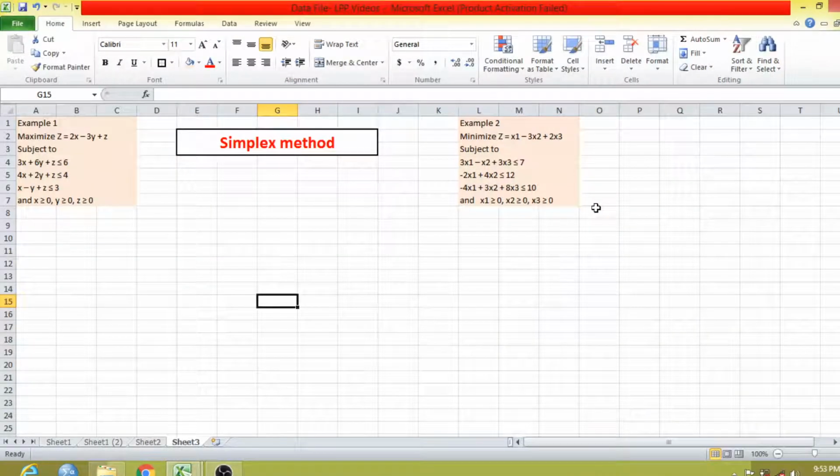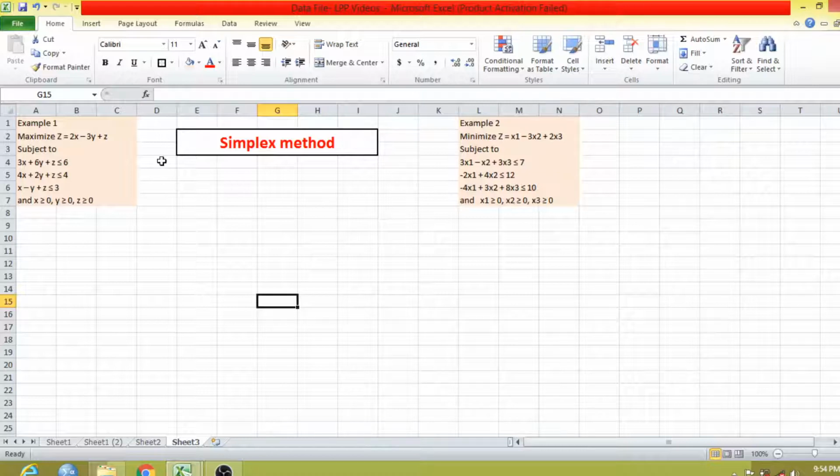Hello everyone. In this video we will discuss how to solve linear programming problems with the help of Data Solver as a simplex method. We all know that in the graphical method we can use the graphical method only when we have only two decision variables. If we have two or more decision variables, we can use a different method, that is the simplex method. So here in this particular Excel we have two linear programming problems.